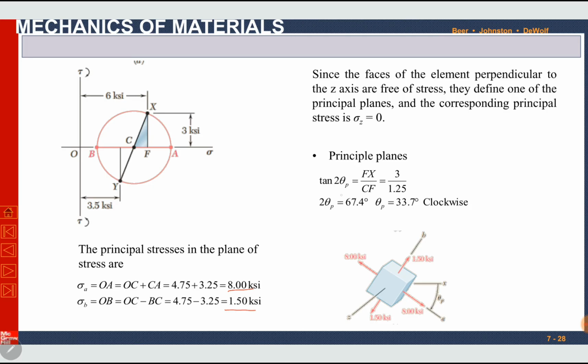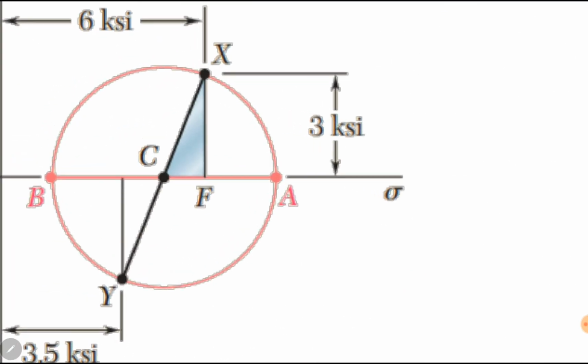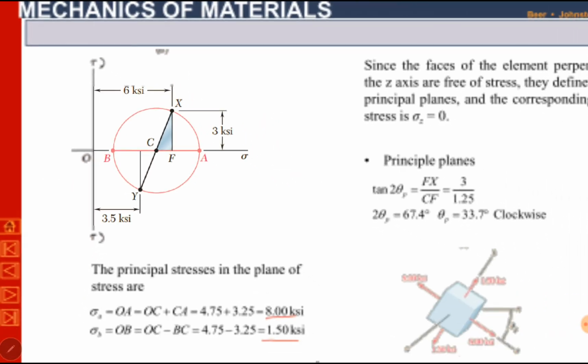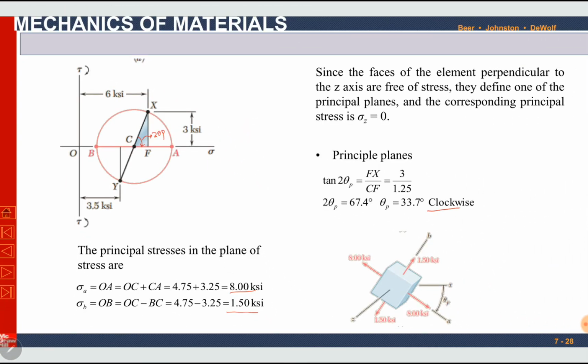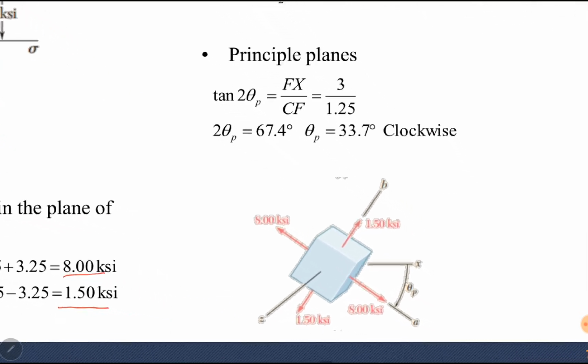Now theta p can be found with tan 2 theta p equal to FX over CF. CX is our x-axis, so this is our 2 theta p, clockwise with the x-axis. So it is clockwise. You can draw this element here with the x-axis.